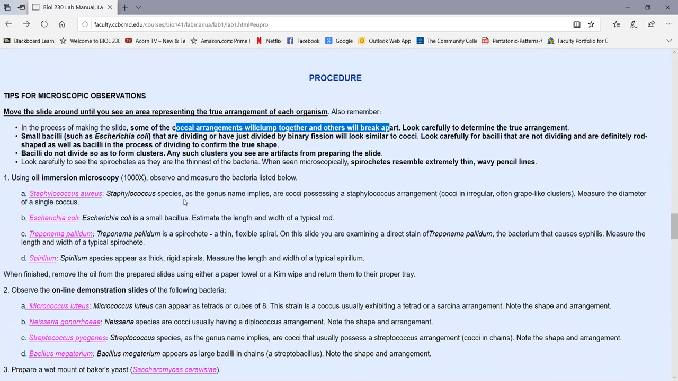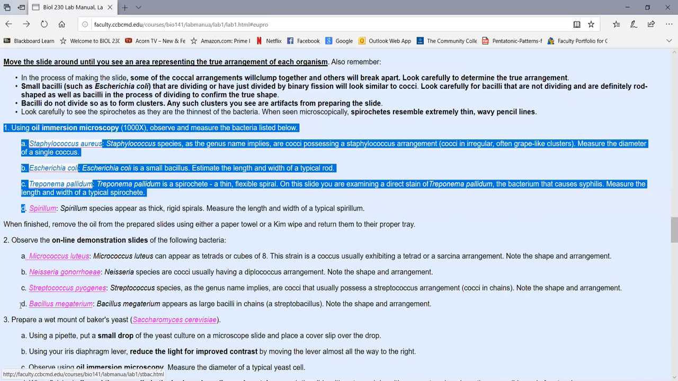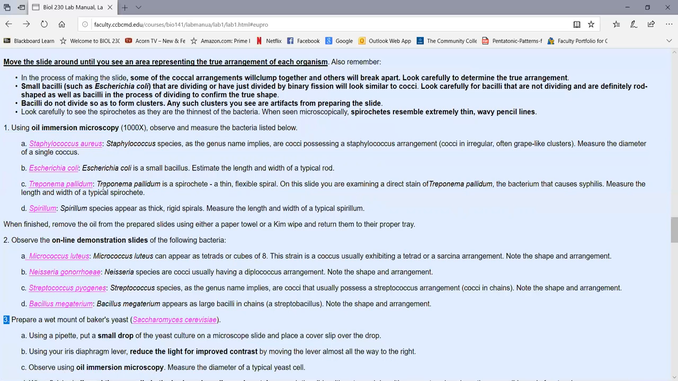So the main goal today is to get through the first 4 slides and hopefully step 3. You're going to use prepared microscope slides to look at 4 different bacteria, and you're going to focus on each one of these individually, find a good area, and take a look at it so you know what the shape and the arrangement or the form is. Then call me over and I'll be asking what's the shape or what's the arrangement or what's the form.